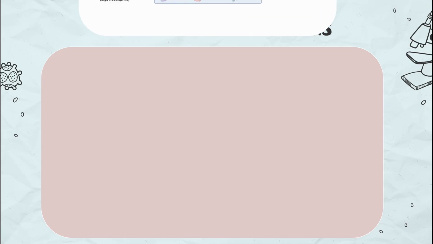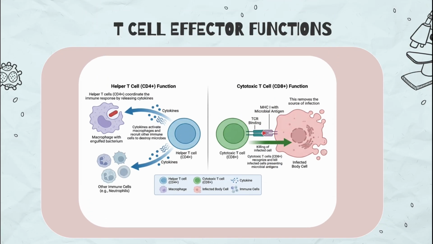T-cell effector functions. T-cells play an important role in cell-mediated immunity, which protects the body against microbes that live inside the host. There are two main types involved in this process, helper T-cells and cytotoxic T-cells. Helper T-cells, or CD4, mainly coordinate the immune response. They release cytokines that activate macrophages and recruit other immune cells to help eliminate pathogens, while cytotoxic T-cells, or CD8, directly kill infected cells. They recognize infected cells displaying microbial antigens and destroy them, which removes the source of the infection and helps prevent the pathogen from spreading to others.